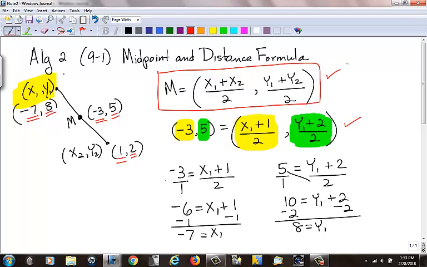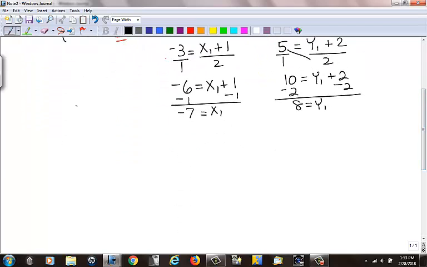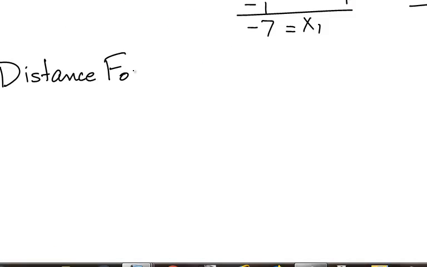On some of these, they're going to give you two endpoints and say find the midpoint. Some of them are going to do just what we did on this one. They're going to give you one endpoint, one midpoint, and say find the other endpoint. Okay? So it depends on what they give you in the problem and what they ask for. Okay, so that's one part. The other part is the distance formula. Distance formula, they will give you two ordered pairs and say find the distance between these two ordered pairs.